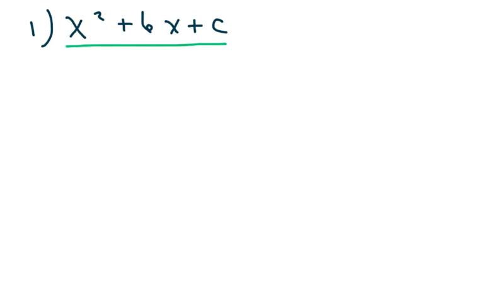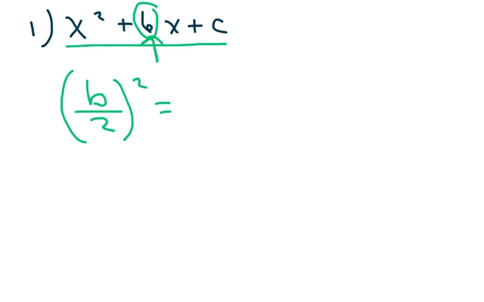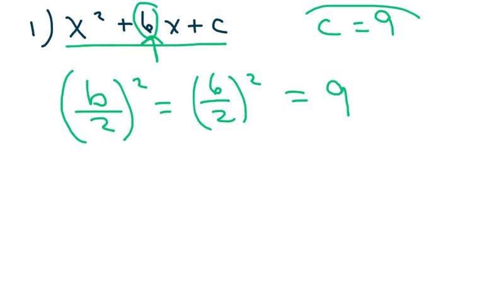So what we're going to do is take our b, which is 6, and the formula is you take b over 2 and then you square it. So you take half of 6 and square it. That's going to be 3 squared, and that's 9. So c equals 9. And that's the first step.